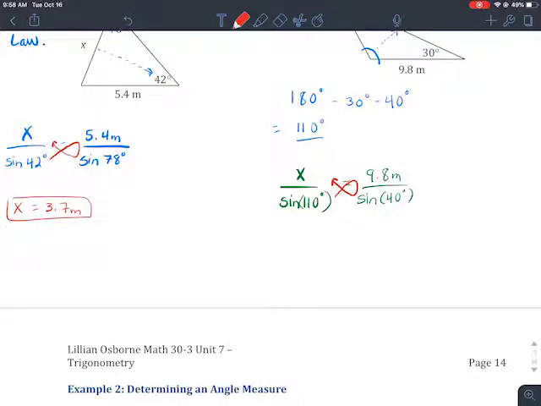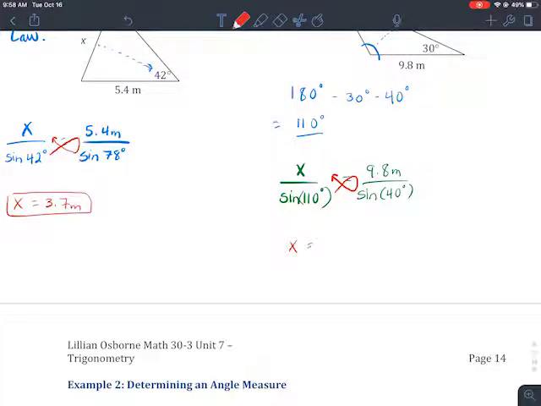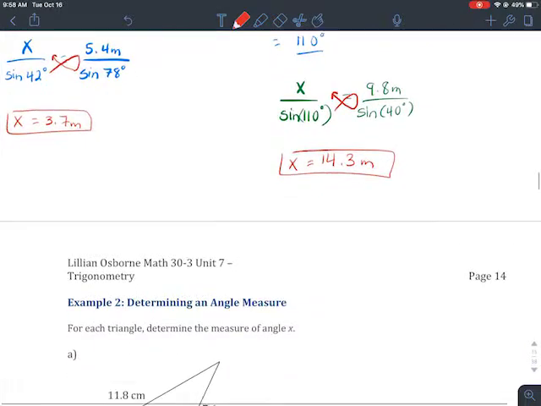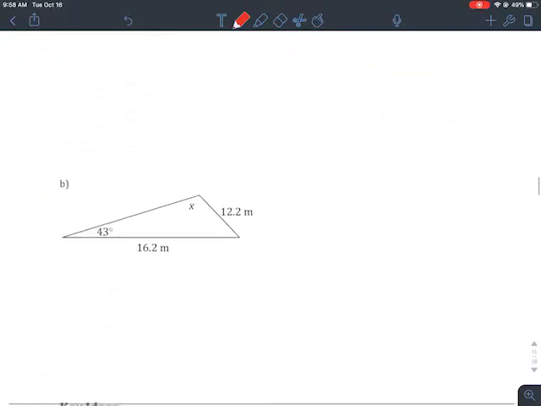So 9.8 times the sine of 110, enter, divide by the sine of 40, and to the nearest tenth, x is 14.3 meters. Okay, so this one extra step I had to do. I just had to find that angle that I needed to use, but otherwise, very, very similar to the first one.